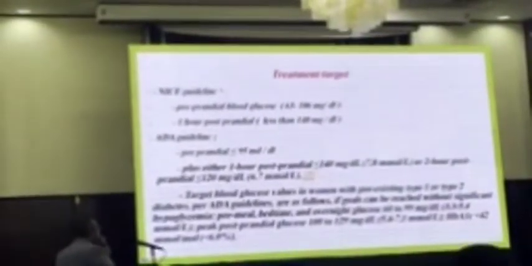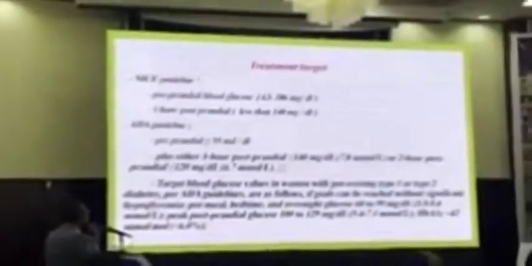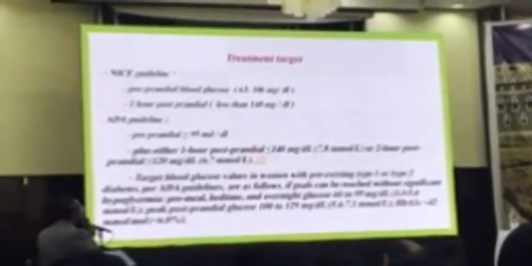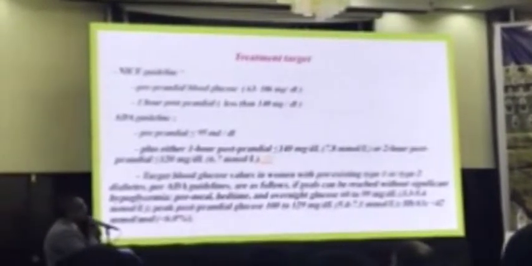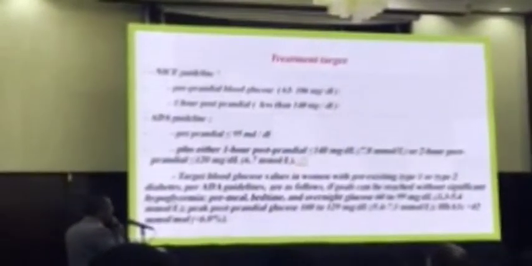While in a woman who is already known to have type 1 or type 2 diabetes and she gets pregnant, according to the ADA guideline, the goal for the treatment, if it is good, can be reached without significant hypoglycemia. The pre-meal, bedtime, and overnight glucose should be 60 to 99 milligram per deciliter, while the peak postprandial is from 100 to 129, and the hemoglobin A1C should be less than 6.